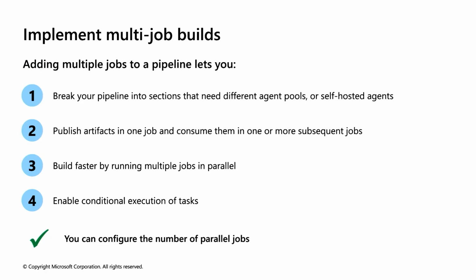Azure Pipelines lets us break our build and deployment process into multiple jobs, which is a powerful way to organize and speed up our workflows. By adding multiple jobs to a pipeline, we can assign different jobs to different agent pools or self-hosted agents. We can also publish artifacts in one job and use them in another. And we can even run several jobs in parallel. This means that we can build faster, enable conditioned execution of tasks, and keep our pipeline flexible and efficient. If your organization doesn't have enough parallel jobs available, the extra jobs are simply queued and run sequentially. This ensures that nothing gets lost or skipped along the way.